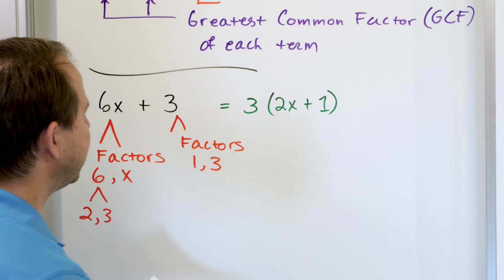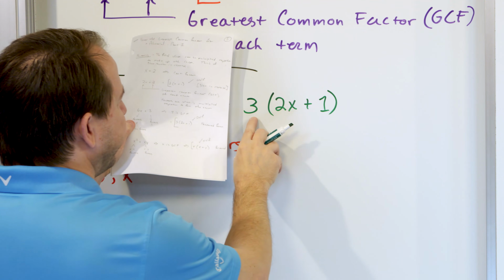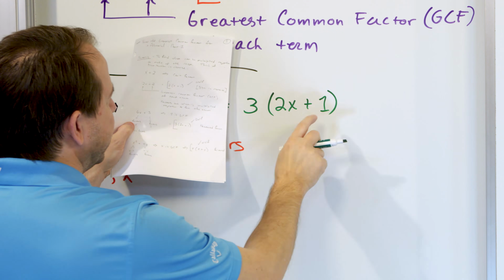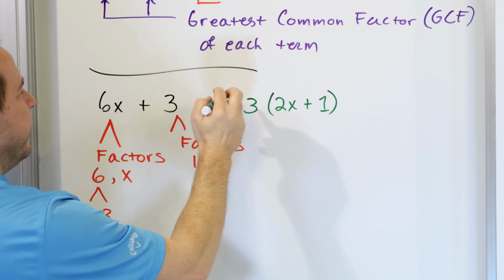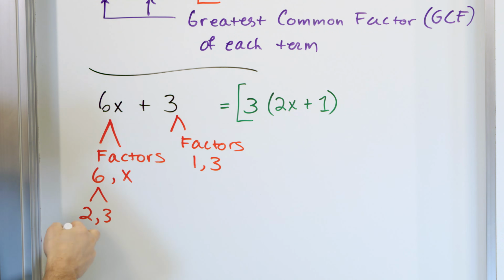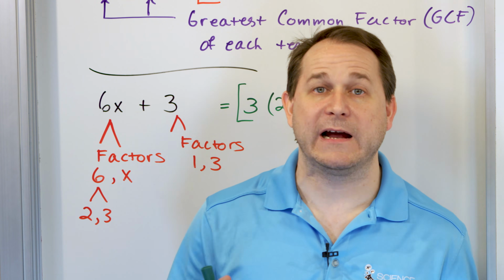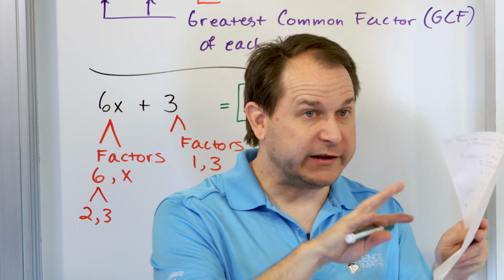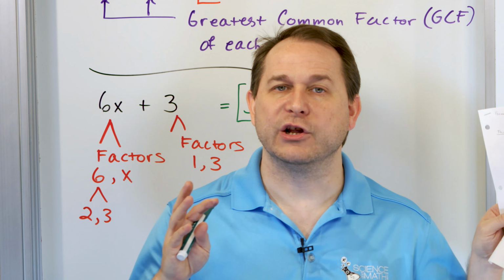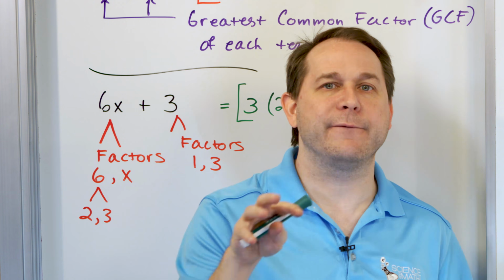And then you can always check your answer, because if I cover this up, 3 times 2x is 6x, 3 times 1 is 3. That's exactly what I started with. This is what we call the factored form of this. So we're starting with simple problems, but every problem of factoring will look like this. You just look at the terms, figure out what is the largest thing common to every one of those terms.